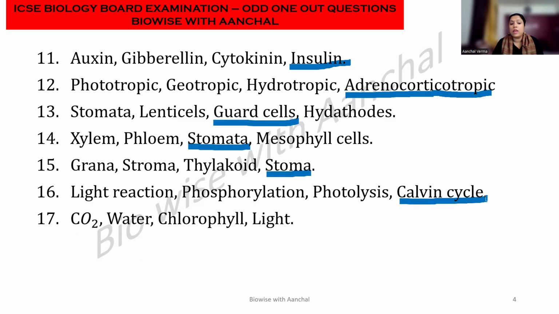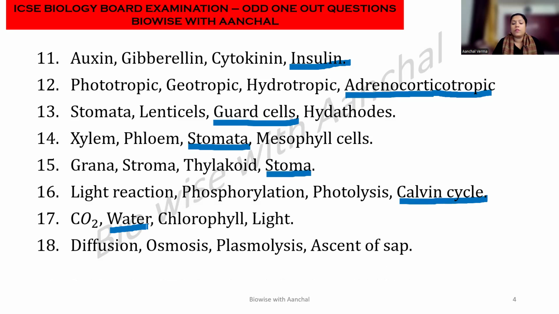Moving to the next, carbon dioxide, water, chlorophyll, light. Now, carbon dioxide, chlorophyll, light, these are all required for the process of photosynthesis. Water is required as well, and it is also a product in the process of photosynthesis. So the rest are all needed for photosynthesis, but water is the reactant as well as the product for the process of photosynthesis.